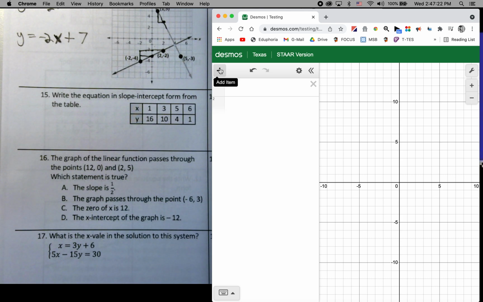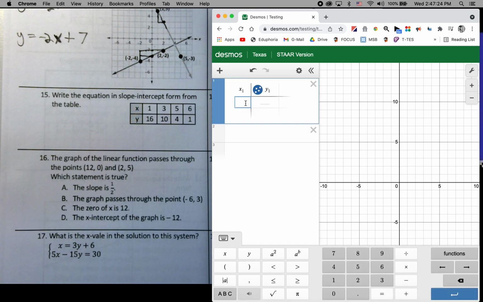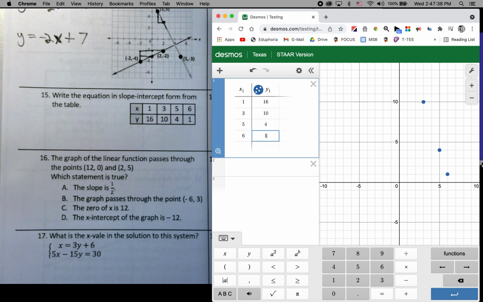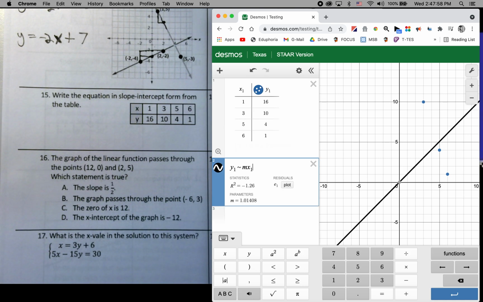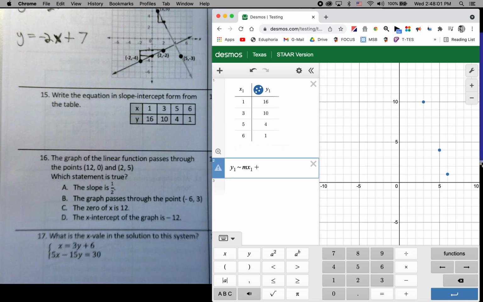Okay, so what I'm going to do is I'm going to hit add item, table. Okay, I'm going to plug my x values in. 1, 3, 5, 6. Okay, and then I'm going to plug my y values in. 16, 10, 4, 1. And if you notice, it also plots the points. Okay. Then I'm going to type this, y, then the tilde, which is shift. You hold down the shift button and the button right underneath your escape key. And then mx1. Oh, and I forgot to put the 1 by the y. So y1 tilde mx1. And then plus the letter b.